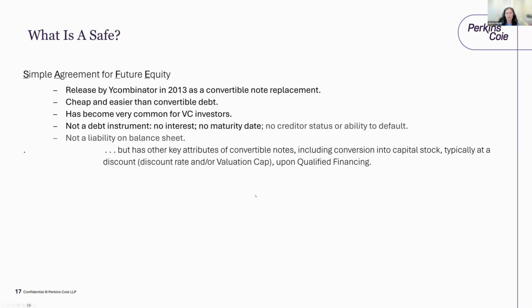And by the way, the convertible notes and the safes, they have very, very limited company representation. So the process of selling a safe, just from a cost perspective, is incredibly cheap compared to issuing equity. That's another benefit of using these.